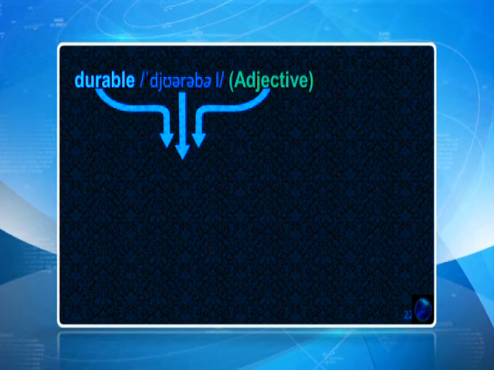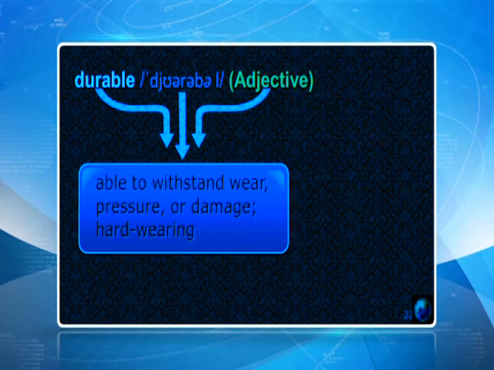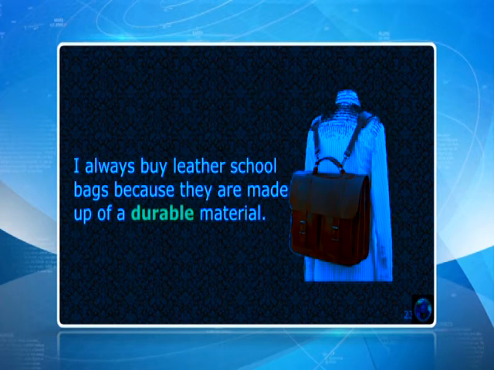Let's move to the adjective durable. So durable means able to withstand wear, pressure, or damage, or hard wearing. For example, I always buy leather school bags because they are made up of a durable material.